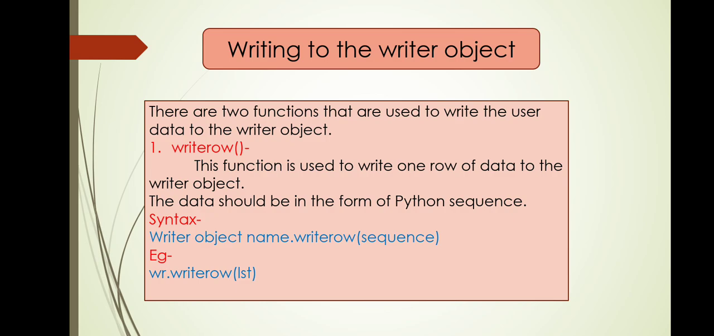So what is the syntax? Writer object name dot writerow and within brackets the name of the sequence. Example: wr is the name of my writer object, dot writerow, and then within brackets I have written lst. lst is the name of my list object.